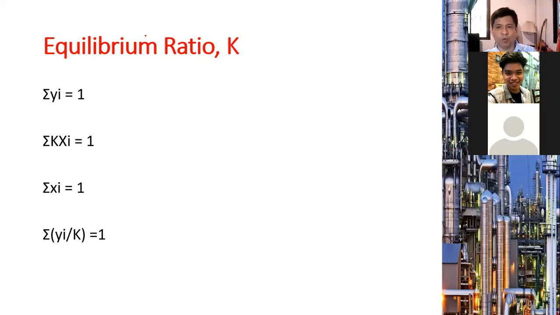Di ba, halimbawa, you have two components, component 1 at saka component 2. So pag pinag-add nyo yung y1 plus y2, di ba equal yun sa 1? So ito lang naman yun, ano? Ito lang yun. I hope this is quite obvious to you.